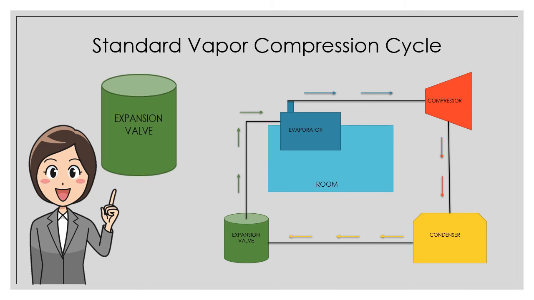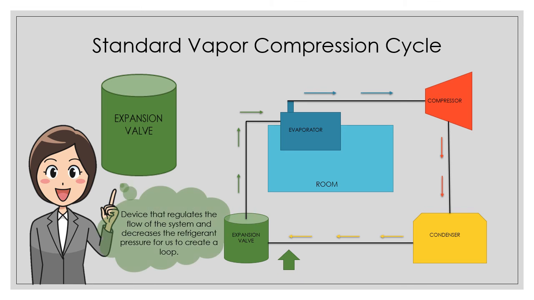Lastly, the expansion valve, also called the throttling valve. To loop the refrigerant, we need to lower its pressure, and we can only achieve it with the use of the expansion valve. It is the device that regulates the flow of the system and decreases the refrigerant pressure for us to create a loop.